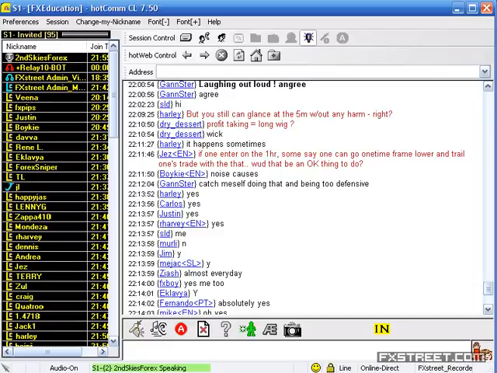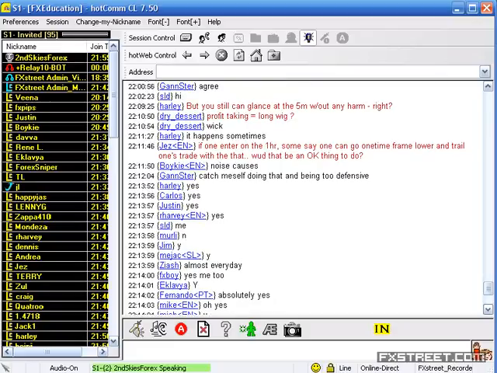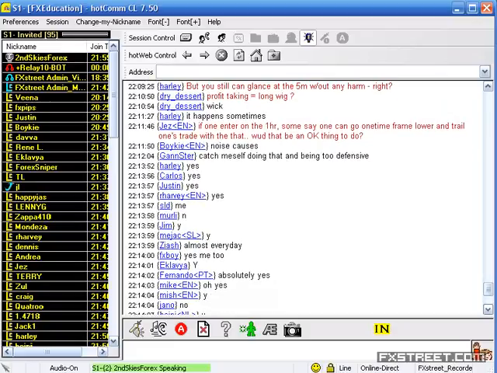Now, Dry Desert says profit taking equals a long wick. It depends. Profit taking could be a rejection, meaning that there were sellers in the market, but after the currency or instrument got undervalued, buyers said, hey, this is way too cheap. This is way too fast to sell off. We're going to buy this. And so it could be a rejection, depending on the size of the body, the size of the candle as a whole, and the size of the rejection.